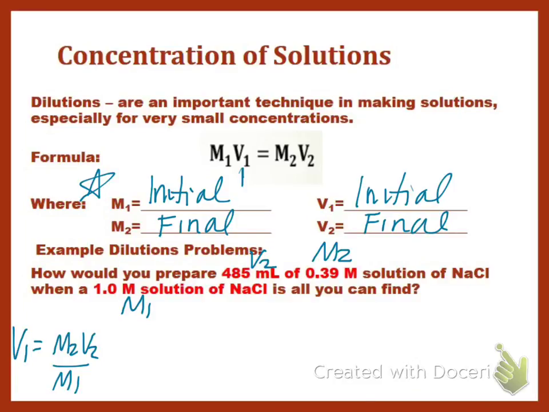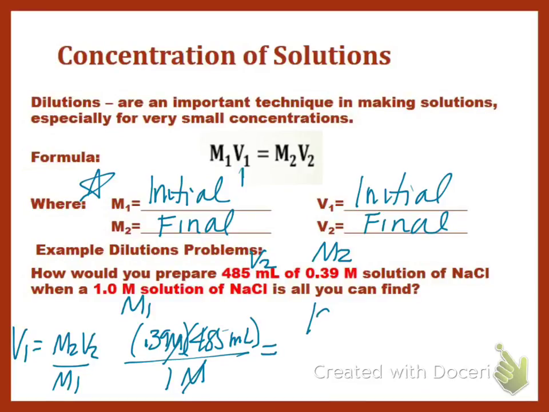Incidentally, because we're going to be canceling out our molarities, you can go ahead and leave it in milliliters. You don't have to go to liters if you don't want to. So 0.39 molar times 485 milliliters over 1 molar. So my molarities cancel out. 189 milliliters. But we're not done because it says how would you prepare?